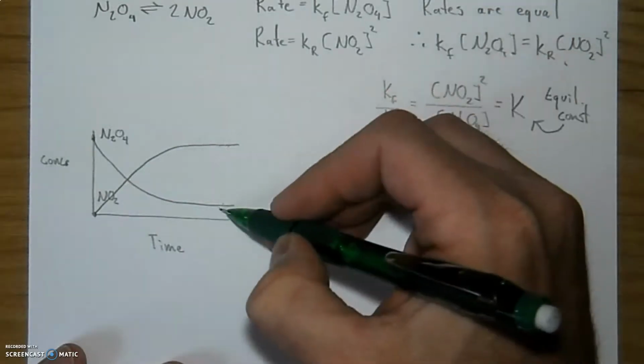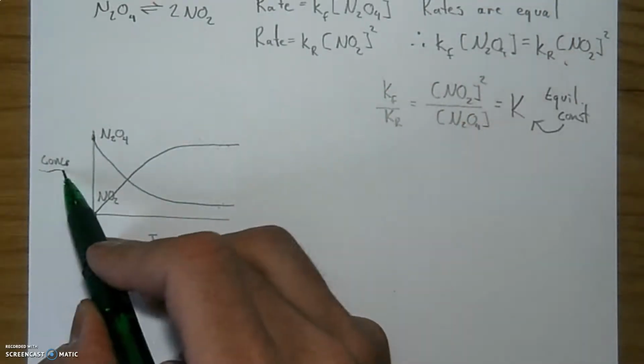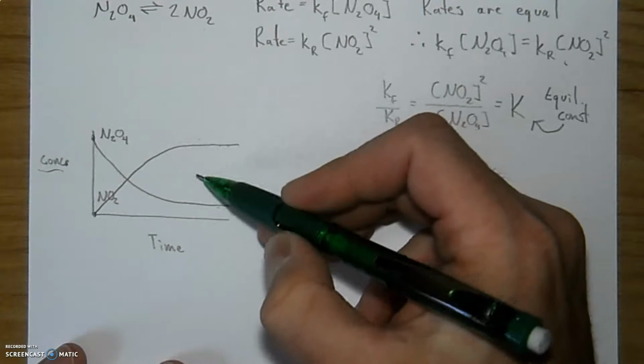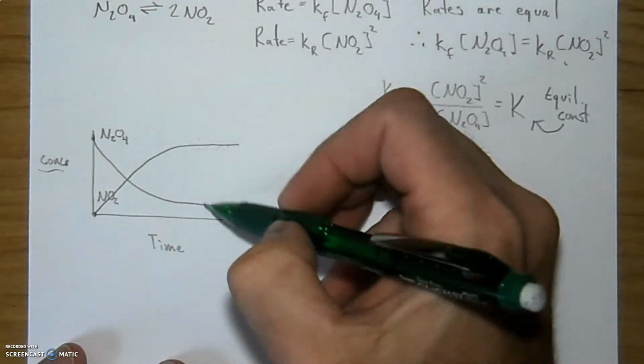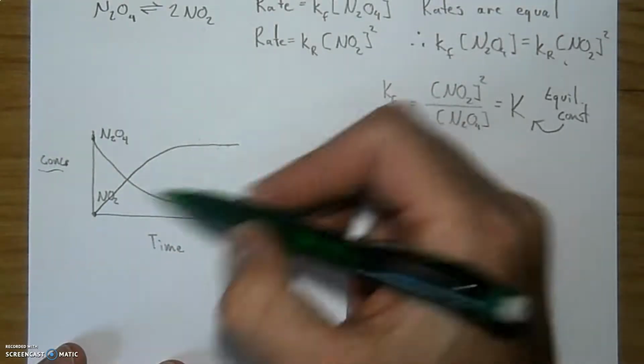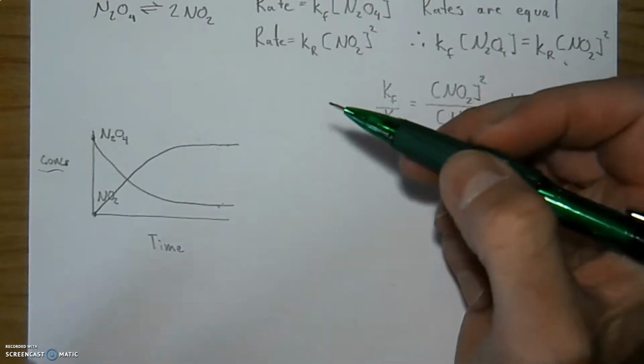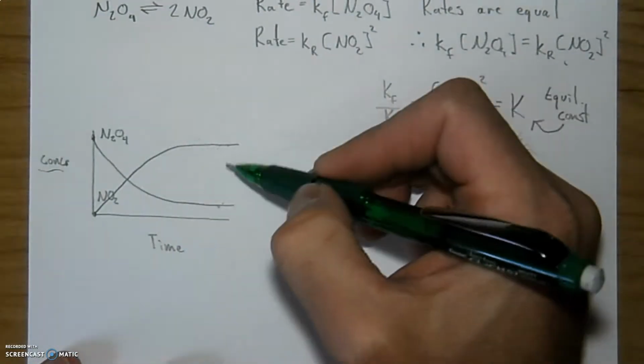Notice, of course, these numbers aren't equal. The concentrations are not equal to each other. I start off with a certain amount and it changes after I reach equilibrium, and the same for NO2. So that's one way you can kind of think of it. They're not equal, but they're constant.